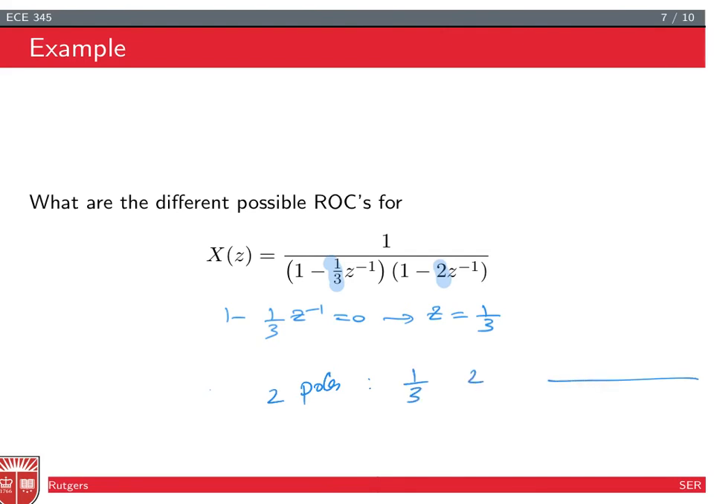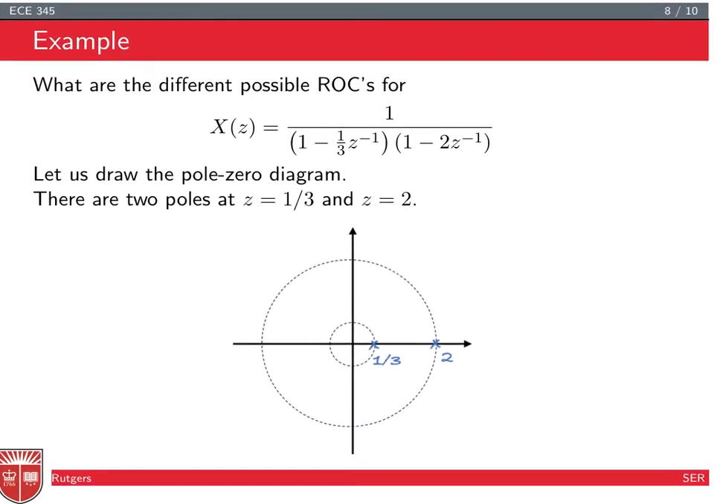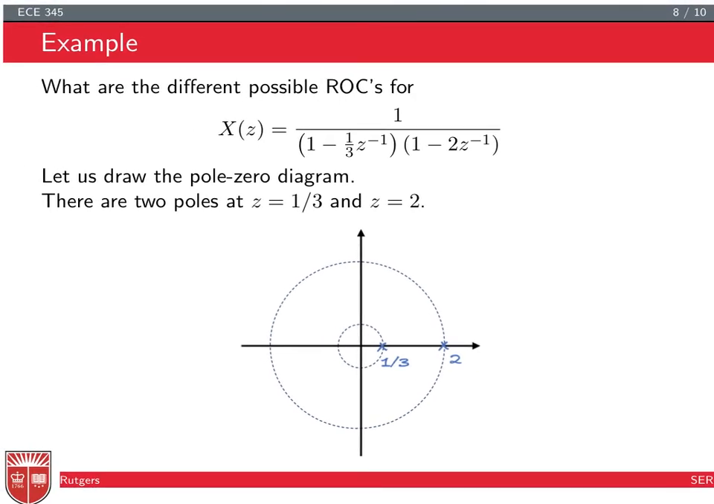This is the z plane, the pole-zero plot. This is 1/3 here, and this is 2. So basically, this is what the slide is saying: on the pole-zero diagram, we have 2 poles, one at 1/3 and one at 2.